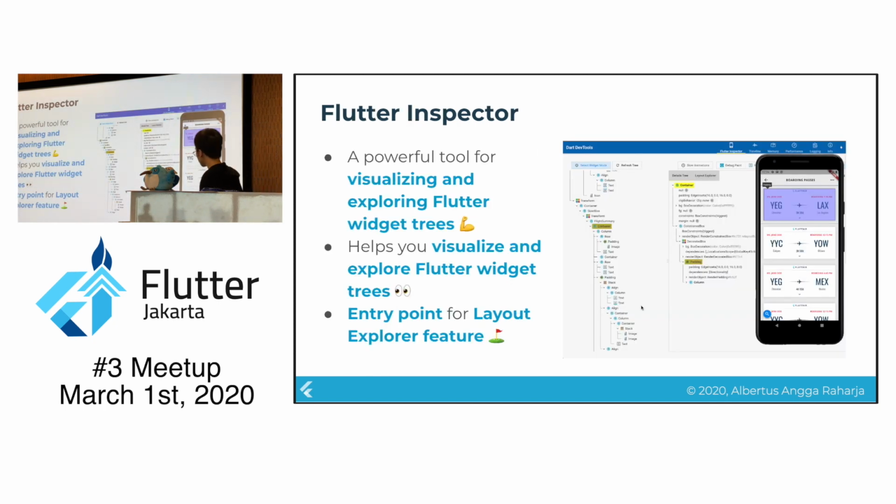So Flutter Inspector. What's Flutter Inspector? Flutter Inspector is a powerful tool for visualizing and exploring Flutter widget trees. If you come from web development, chances are you have tried to use Inspector, right? In Chrome, you can right click and then click inspect. But in Flutter, since it's not web, you cannot do that. So it brings us to Flutter Inspector, which will help you as you develop your UI. You can click on your widget and then it will display some information about your widget, like the padding, the size, the constraint, the margin, and then the child of it. You can see a lot of stuff here.